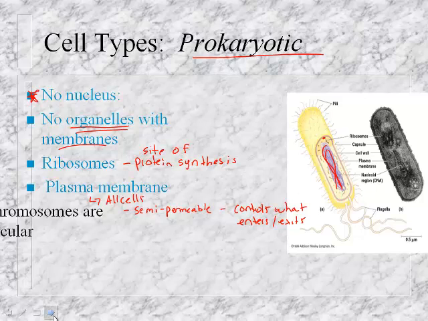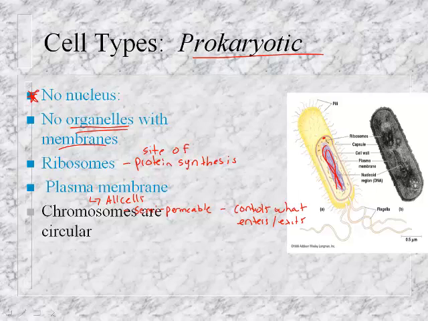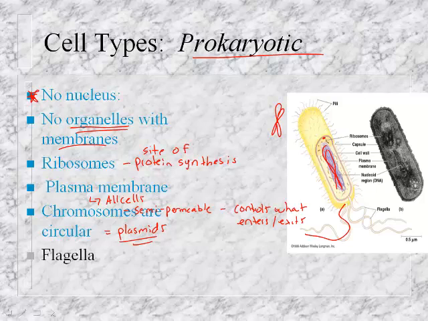The next one, a certain thing about prokaryotic: these chromosomes are circular. As you're going to see, a lot of our chromosomes are those X-shaped, and these circular ones are sometimes called plasmids, which we're going to see in the bacteria unit. And then finally, it usually has flagella, which is used for locomotion, which just means motion. Okay, so pause that if you need to write those down.